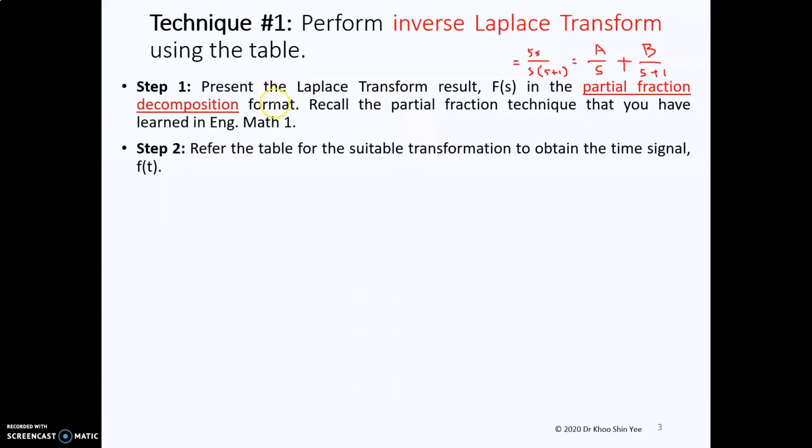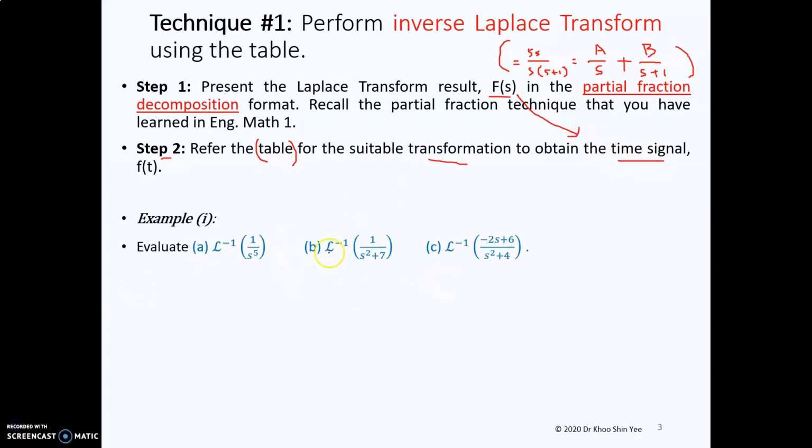In general, you can perform two steps to get the inverse Laplace transform result. First step, present the Laplace transform result F(s) in the partial fraction decomposition format. So this is the partial fraction decomposition format that you have learned. And then step 2, refer to the table for the suitable transformation. So with that, you can convert F(s) into f(t), the time signal. Let's try with this example.